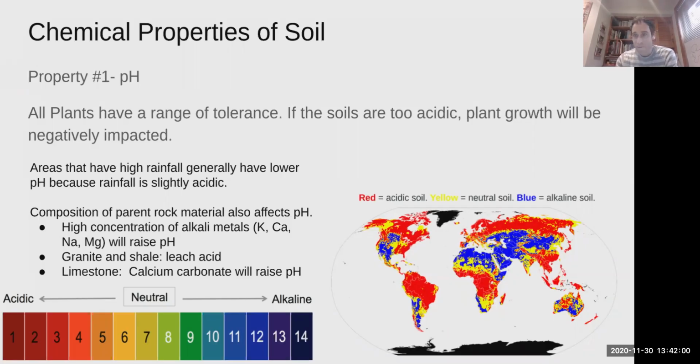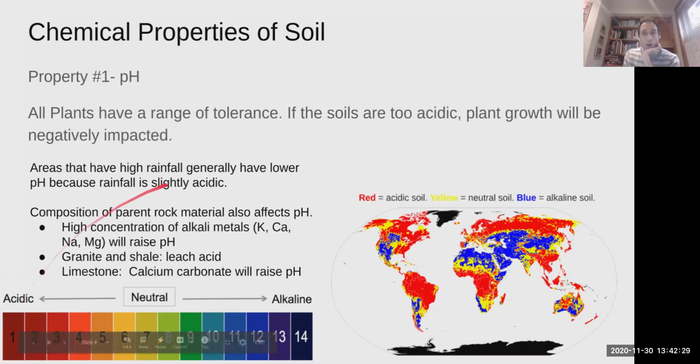A pH of 7, which is what pure water generally is, is neutral. And generally, that's what you want soils to be, because plants have a certain range of tolerance for acidity or alkalinity. If you recall from your pH scale, the higher it is up on the pH scale, the more alkaline or basic it is, and the lower it is, the more acidic it is.